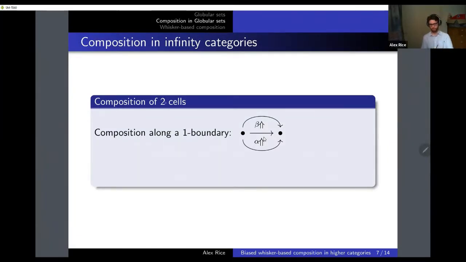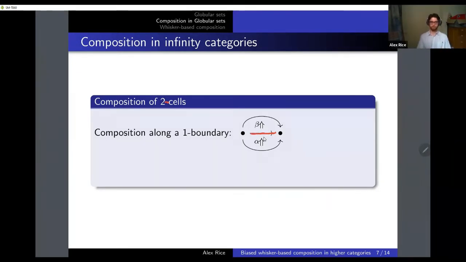So this should really be this two. These are two cells, but they're also two cells, if that's a bit of a tongue twister. So the idea is that there are multiple ways we can now compose these. We've got this first example, which is composing along a one boundary. And why am I saying this? It's because this is the boundary between these two cells here, and it's a one arrow.